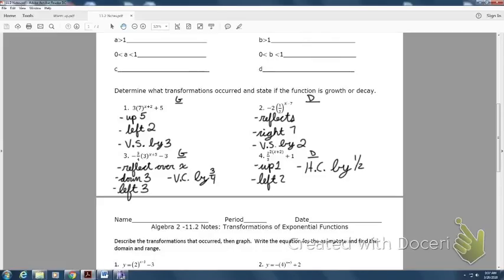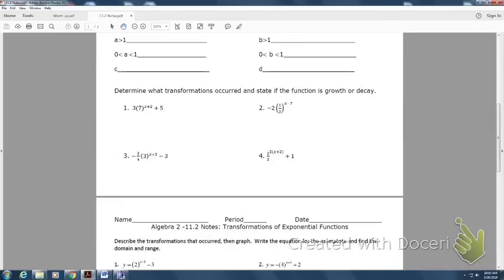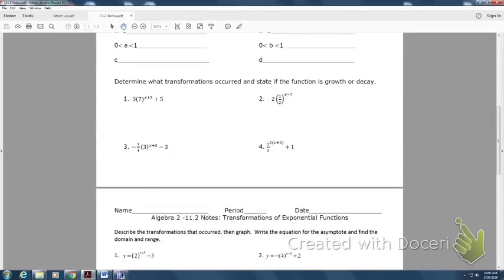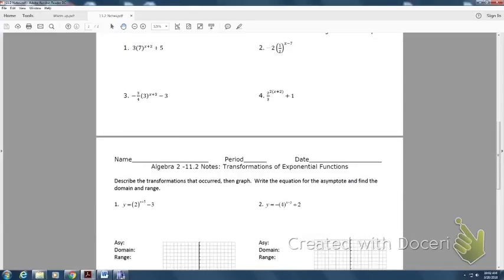So what do you do with the 2/3? That's the base that told you that it was decay. Oh, okay. Do you do the reciprocal thing if it's horizontally stretched too? Yes, ma'am. If you had a horizontal stretch, let's say the 2/3 was the B value, you would say horizontally stretched by 3/2. Just flip it.